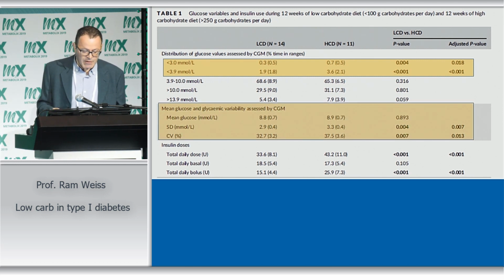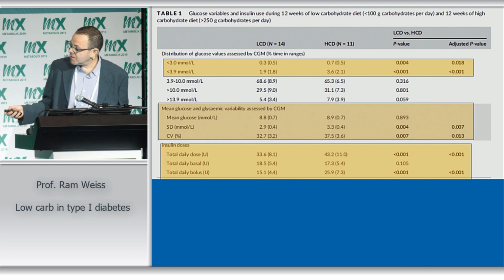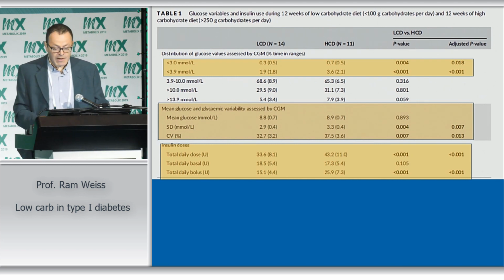You look at the variability of the glucose, and obviously there are less fluctuations in glucose levels, which are highly significant, which is nice. Glucose variability is a very popular theme in diabetes conferences these days. It's hard to define how important it really is, but there is some importance to it. Obviously, insulin doses go down on low-carb diets.